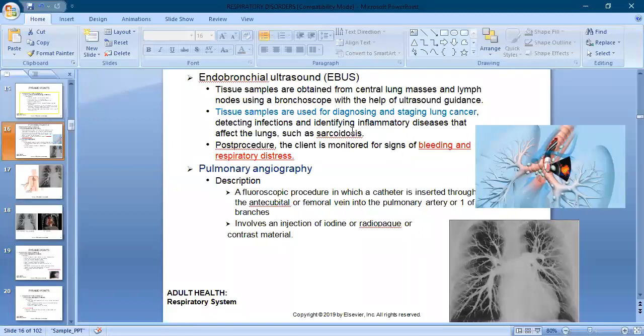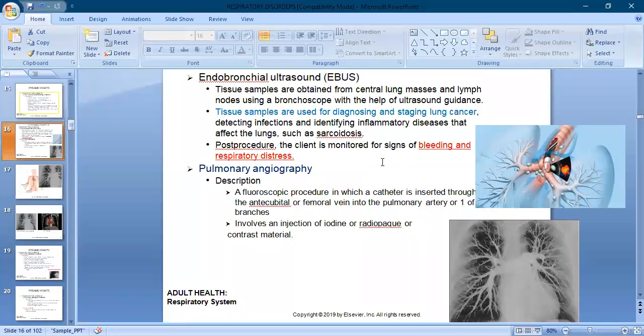So staging the lung cancer, to detect any kind of infection, or identification of inflammatory disease that affects the lungs, such as sarcoidosis. Post-procedure, the client is monitored for signs of any kind of complication like bleeding or shortness of breath.